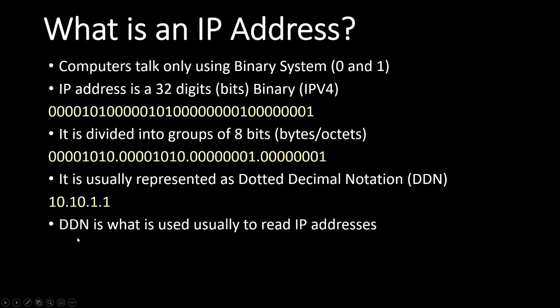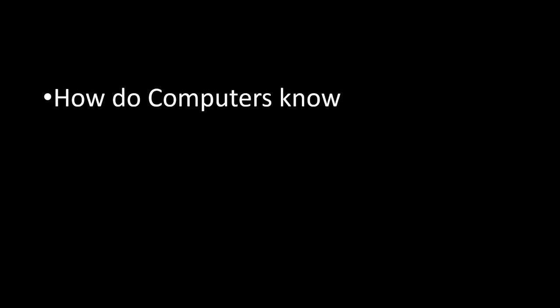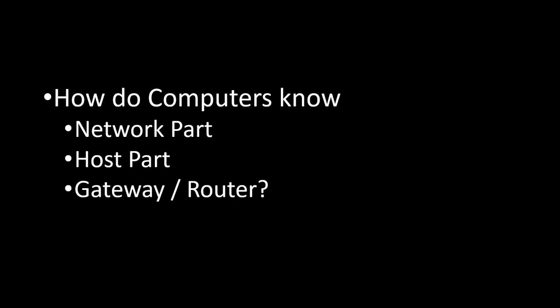And usually we use DDN or dotted decimal notation to represent IP addresses or to read them as humans, but still computers use the binary system or binary numbers to represent IP addresses and to do any operation on IP addresses, like for example finding out the network and host part. So how do computers know what is the network part, what is the host part, and what is the gateway for their IP addresses? This is what we'll discuss in part 4 of this series.